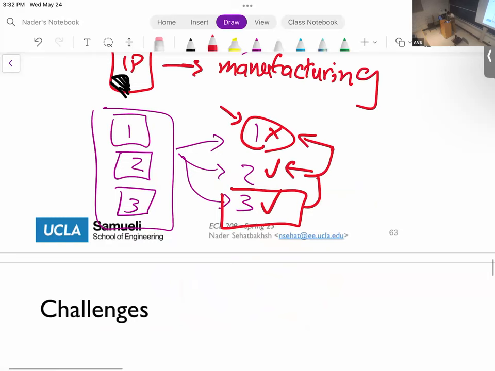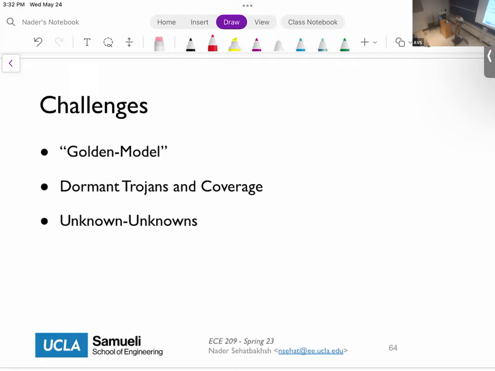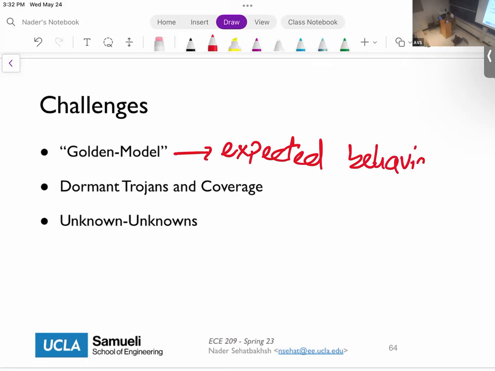Great. So what are the challenges? There are three main challenges in detecting hardware Trojans. The first one and the biggest one is the golden model. Remember, I told you that usually you should know the expected behavior, right? You need to know the expected behavior to detect the difference. But in order to know the expected behavior, you need to have the Trojan-free model, which we usually call the golden model. In many cases, this is a chicken-and-egg problem. You don't have access to the Trojan-free model. If you don't have access to it, you don't know what the expected behavior is, so you cannot really apply these things.